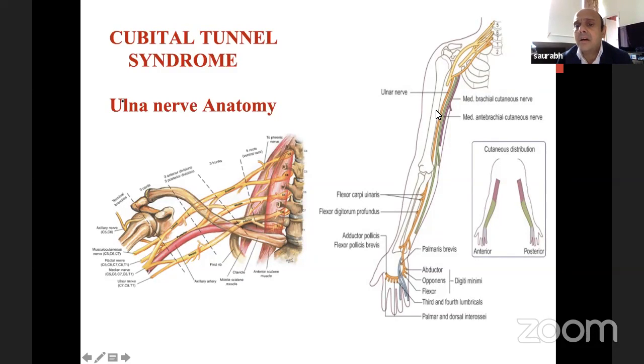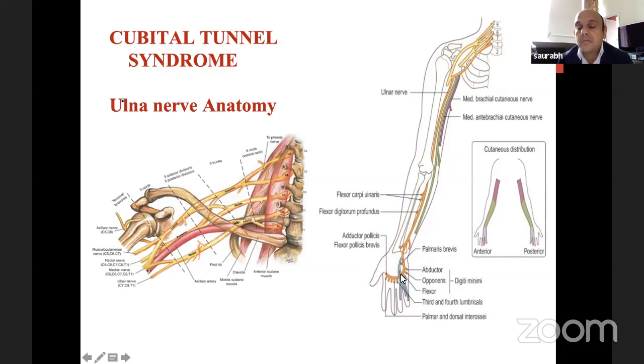It doesn't have any muscle branches in the arm. But before it pierces FCU, it gives a branch to FCU. Then in the forearm, it gives a branch to flexor digitorum profundus to the ring and little finger. Then, a couple of centimeters above the wrist, it gives a cutaneous branch, which supplies the dorso-ulnar hand. Then it enters Guyon's canal.